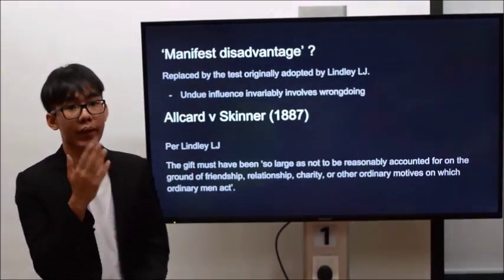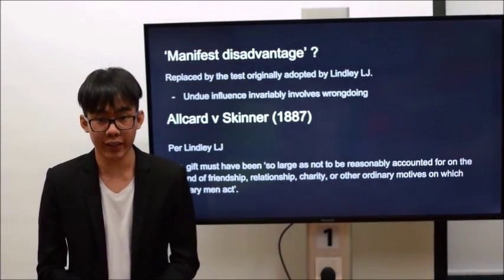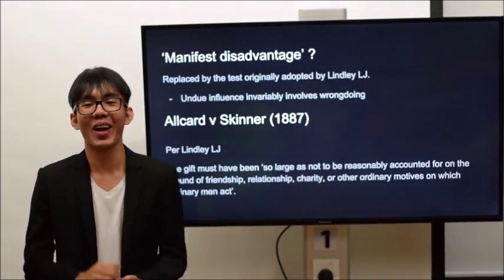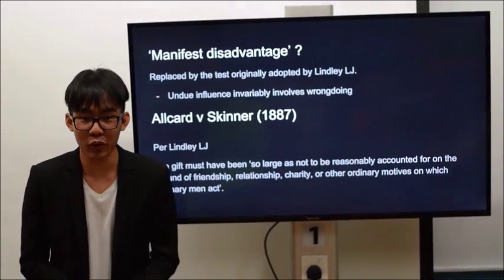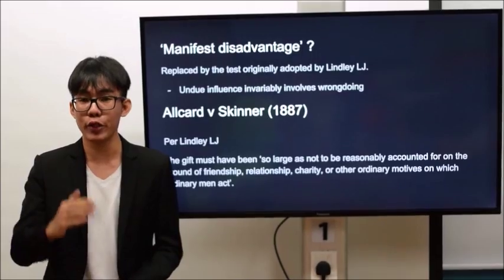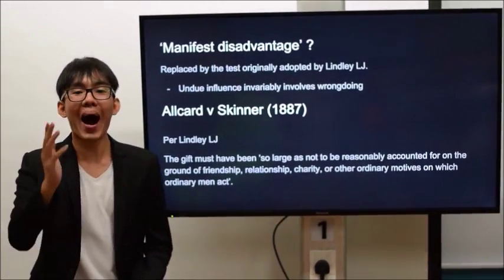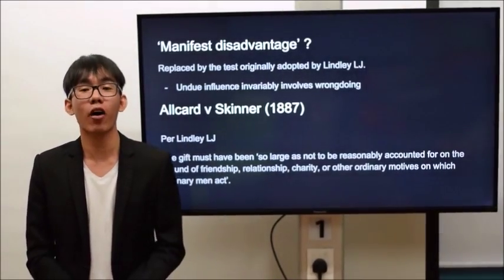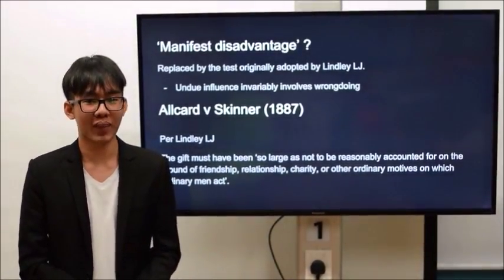Prior to Etridge, the customary requirement of manifest disadvantage was an essential element that the sufferer of the contract had to prove in order to establish presumed undue influence, and this requirement was applied by the Court of Appeal in Bank of Credit and Commerce International SA and Aboody.